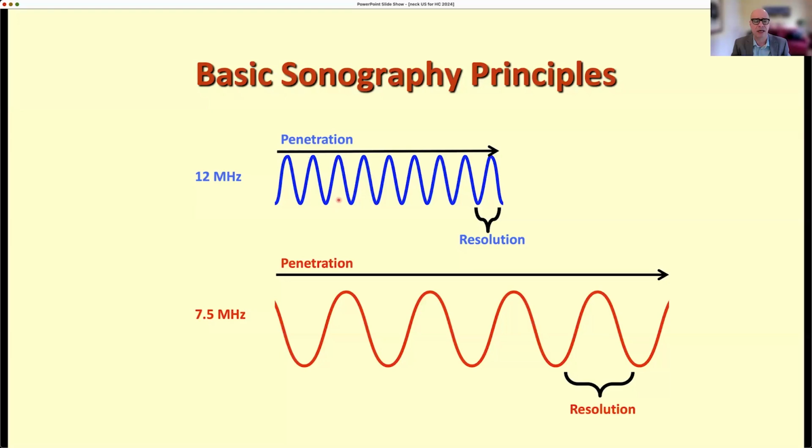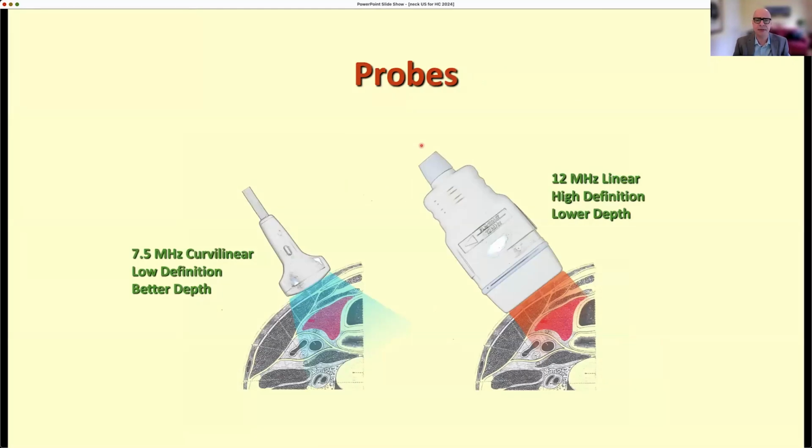So the bargain here is that if you want higher resolution, you're going to have to accept lower penetration in the tissue. And we'll see how in the thyroid this is particularly important, because the thyroid is a superficial organ, so we can afford high resolution ultrasounds without too much loss of signal. And so here are the typical probes that we use: a 12 megahertz linear high definition, and you can see it has a lower depth, but enough to reach the thyroid. And then a 7.5 megahertz curvilinear probe, which has a lower definition but better depth.